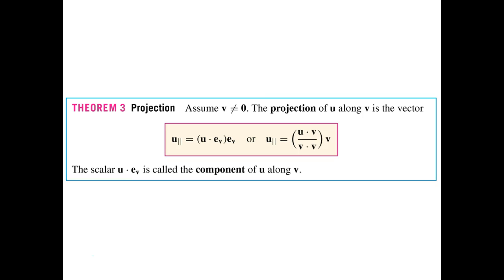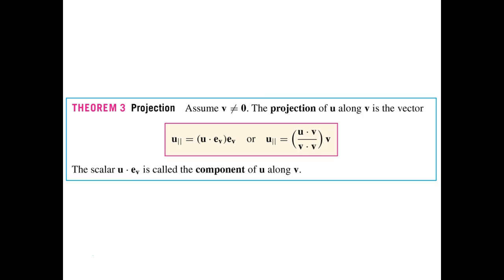This is a vector, bold 0, that's the zero vector. The projection of U along V is the vector. This is a vector also, and the projection parallel to V is U dot eV, that unit vector in the direction of V. U dot eV is going to be the magnitude of this times the magnitude of that times the cosine of the angle in between. That's the magnitude of this thing in the direction of V.